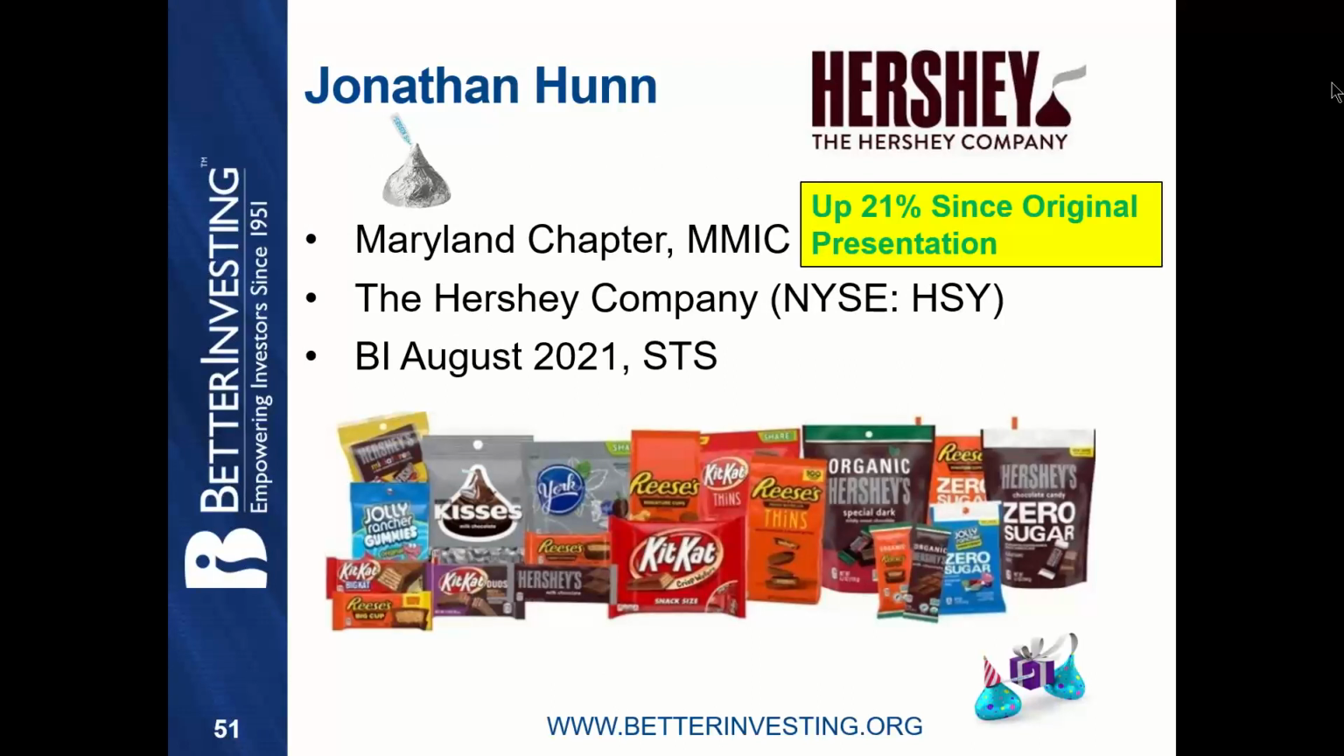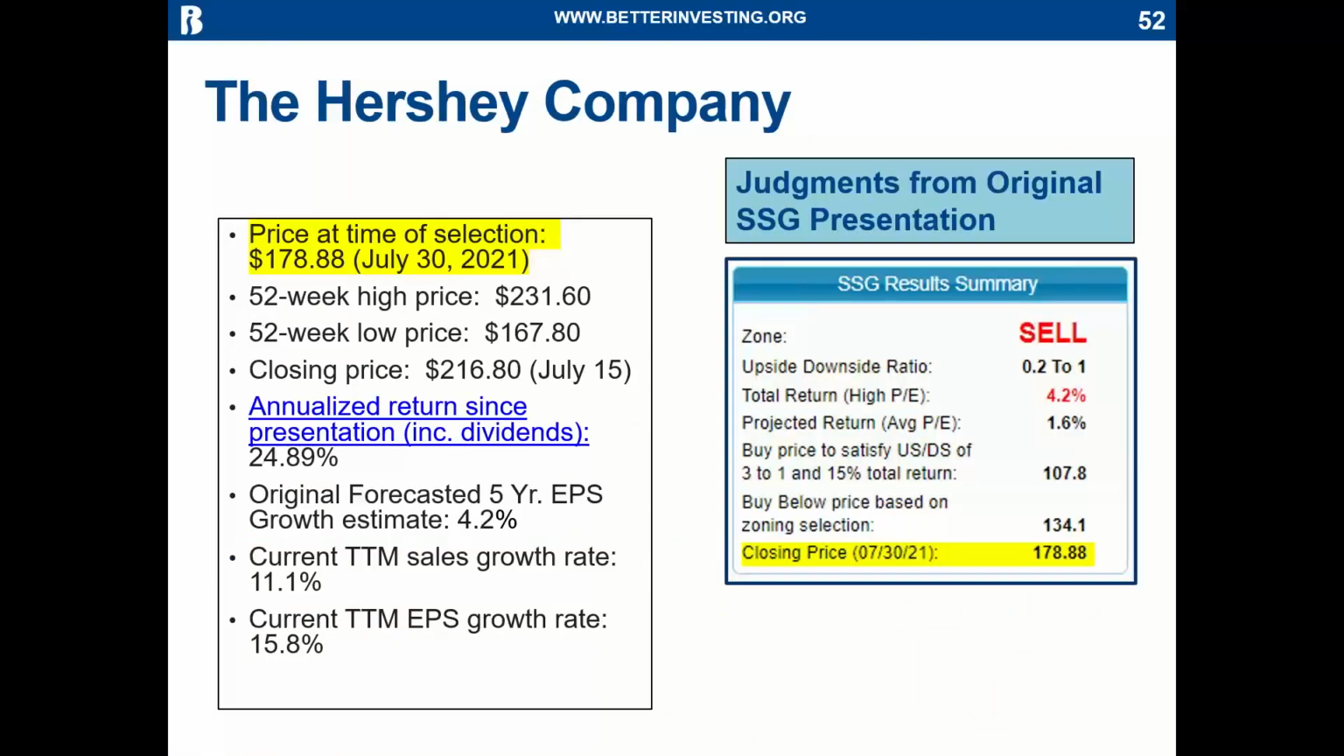Right. Okay. Hershey's has been a phenomenal company. They have been up 21% since the original presentation. Next slide. The price at the time of the selection was $178.88. It reached a high of $231.60, and it closed at $216.80. And my original presentation had this in the sales zone.